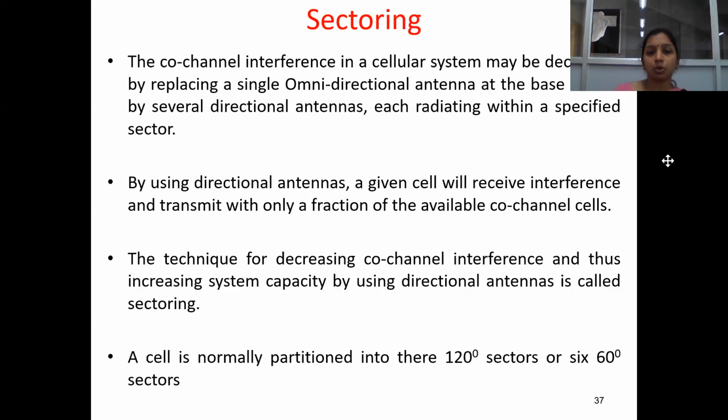The technique for reducing co-channel interference and thus increasing system capacity by using directional antennas is called sectoring. Once again, it is the technique for decreasing co-channel interference and increasing the system capacity. Not only are we decreasing the co-channel interference, we can also increase the system capacity when we replace the omnidirectional antenna system with directional antennas. This concept is called the sectoring concept. A cell is normally partitioned into 3 120 degree sectors or 6 60 degree sectors.